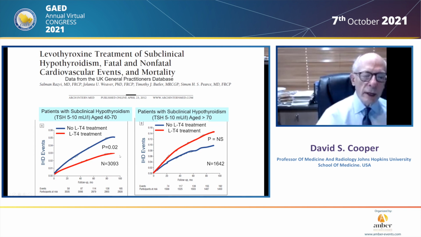So here we have 3,000 patients between 40 and 70. In blue, these are ischemic heart disease events, no treatment. In red, treatment, and there was an improvement, that is a decreased risk of events in patients who were treated between 40 and 70. But in patients who were over the age of 70, treatment versus no treatment was not statistically significant, although it looks like treatment actually may have been harmful with more events. This was not statistically significant.